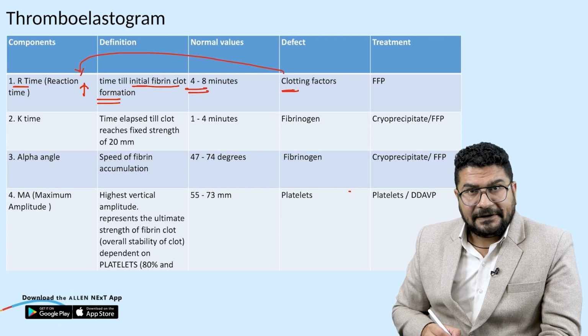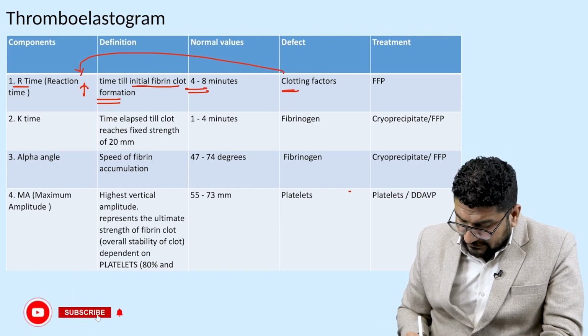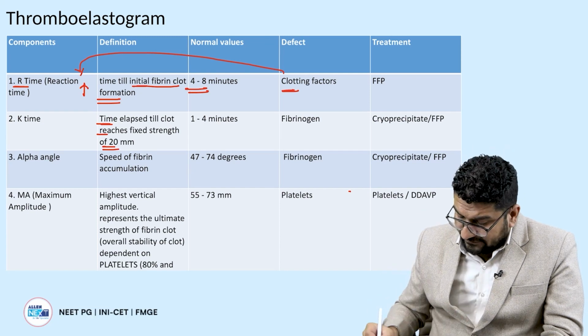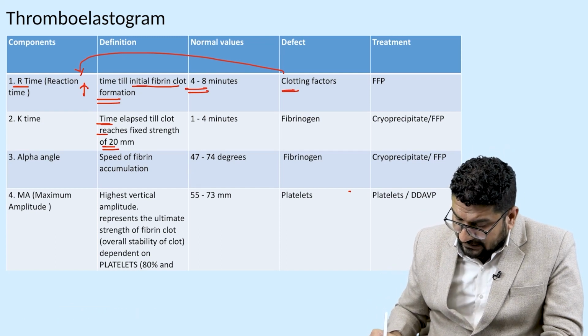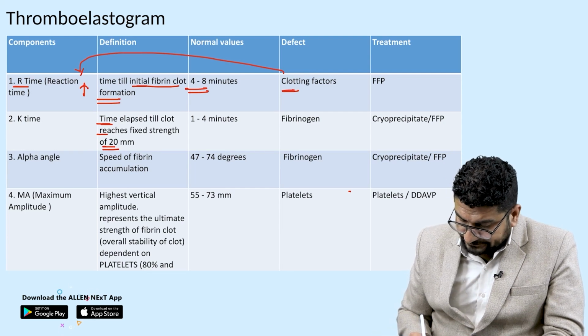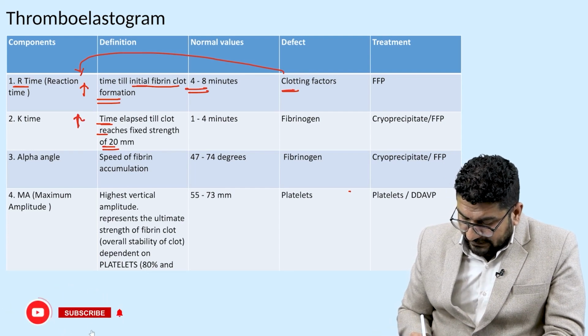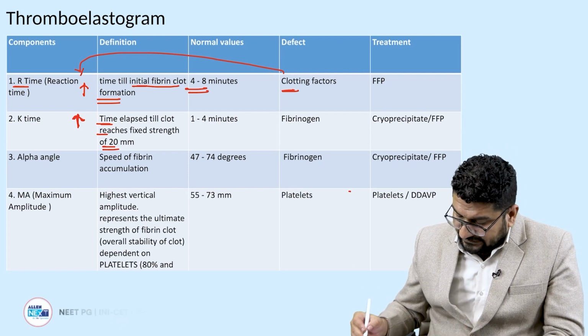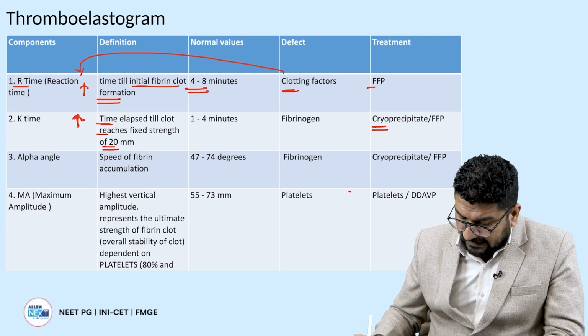K time means fibrinogen, the time elapsed till the clot reaches a particular fixed strength of 20 mm. It is mainly because of fibrinogen. So if this K time is prolonged, it means your body is not having sufficient fibrinogen. So in such a case, what will you give? Cryoprecipitate, or here, FFP.